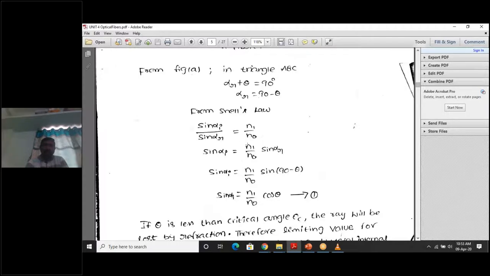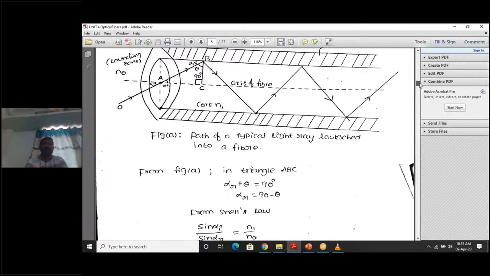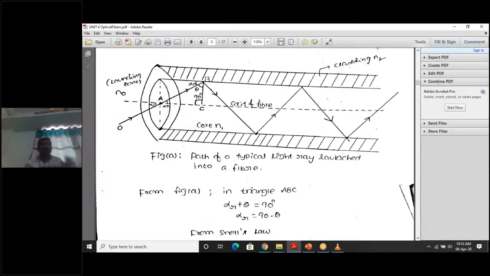Once again, what is alpha I? Alpha I is the angle of incidence. N0 is the refractive index of the air medium. Alpha R is the angle of refraction. N1 is the refractive index of the second medium, the denser medium. Alpha I is the angle of incidence in the air medium, whose refractive index is N0. Alpha R is the angle of refraction in the medium whose refractive index is N1. For these two mediums, I apply Snell's law.